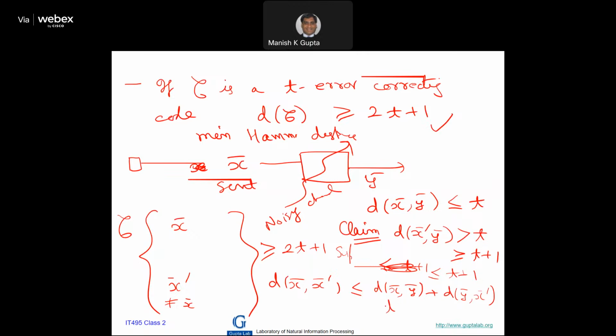Now this distance is less than or equal to T, correct? And distance between Y and X prime, I have assumed it is less than or equal to T plus 1, right? So the whole distance is less than or equal to 2T plus 1. That means I am able to show that distance between X, which was sent, and any other vector in C is less than 2T plus 1, which is a contradiction to this fact. Right? That is because the minimum distance of any two vectors is at least 2T plus 1. Got it? Right? Yes.